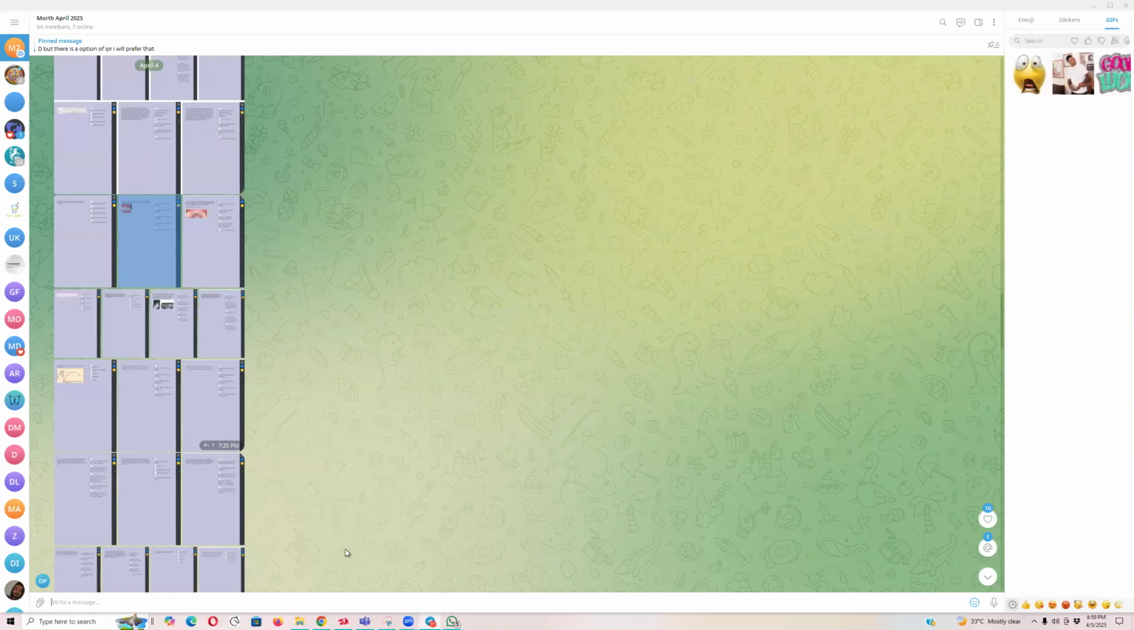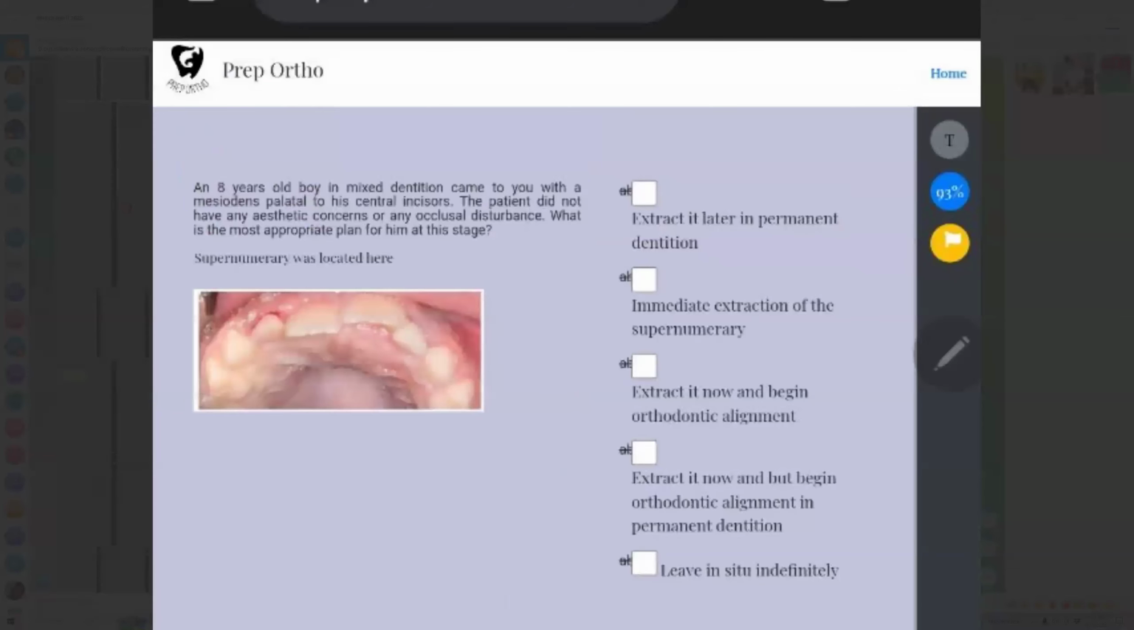Eight-year-old boy, mixed dentition, comes to you with a mesiodens palatal to the central incisor. I don't see it here. The patient did not have any aesthetic concerns and occlusal disturbance. What is the most appropriate plan for this stage? So when we look at it here, the picture is not clear, might be in the middle, there's something. So we can wait at this time. If it's not hindering anything, we can wait. Extract it later in the permanent dentition, yeah, we can do it.